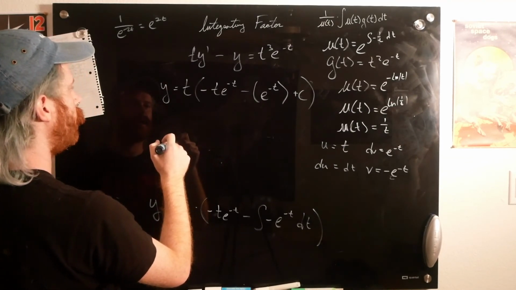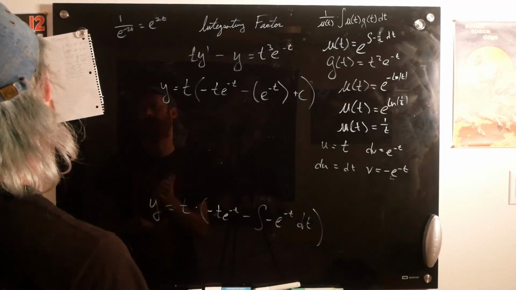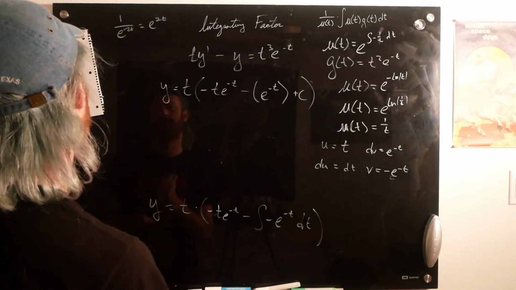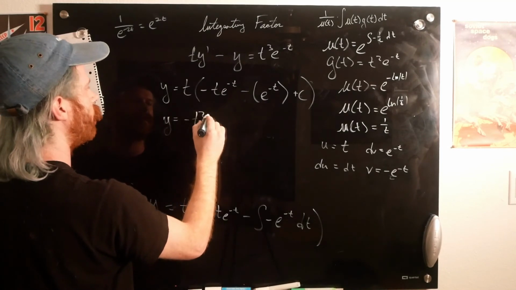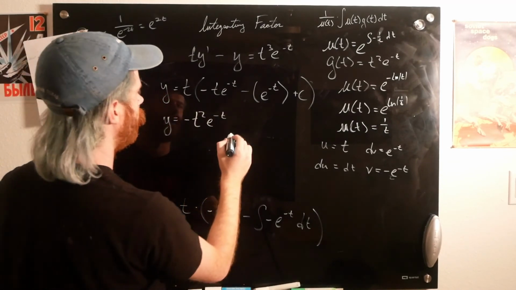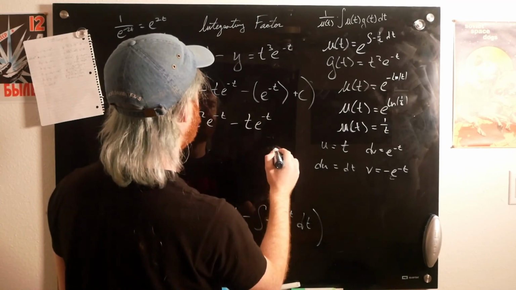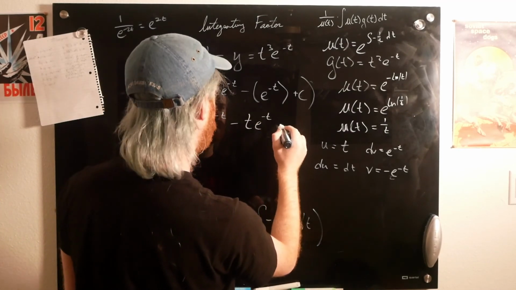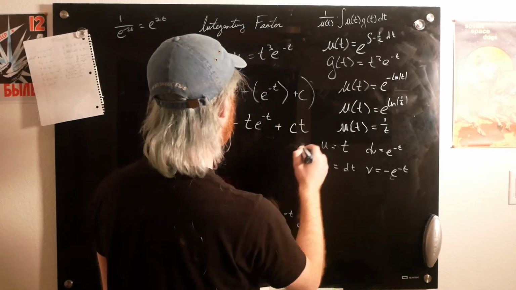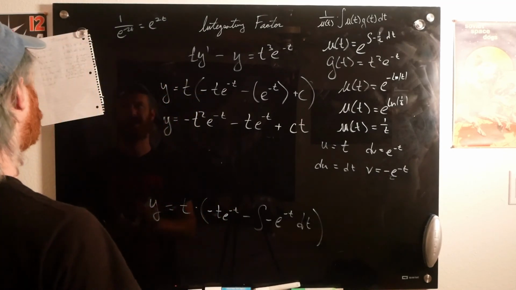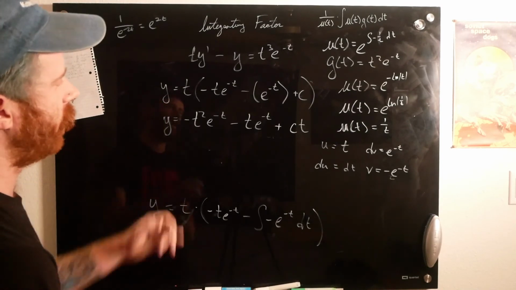So y equals negative t squared e to the negative t minus t e to the negative t, and then plus ct. I think that's right. Okay, this is going to be your answer.